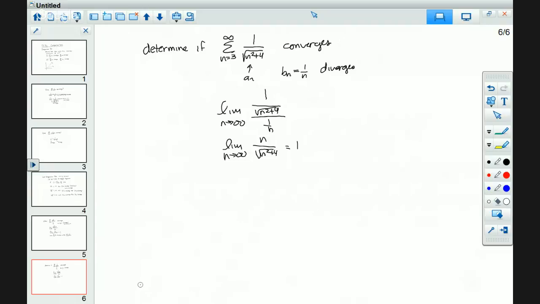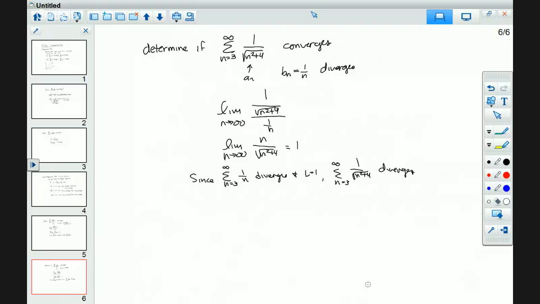So since 1 over n diverges and L equals 1, which is greater than 0, this series must also diverge. So when you put them together, it has to converge, prove that they diverge?